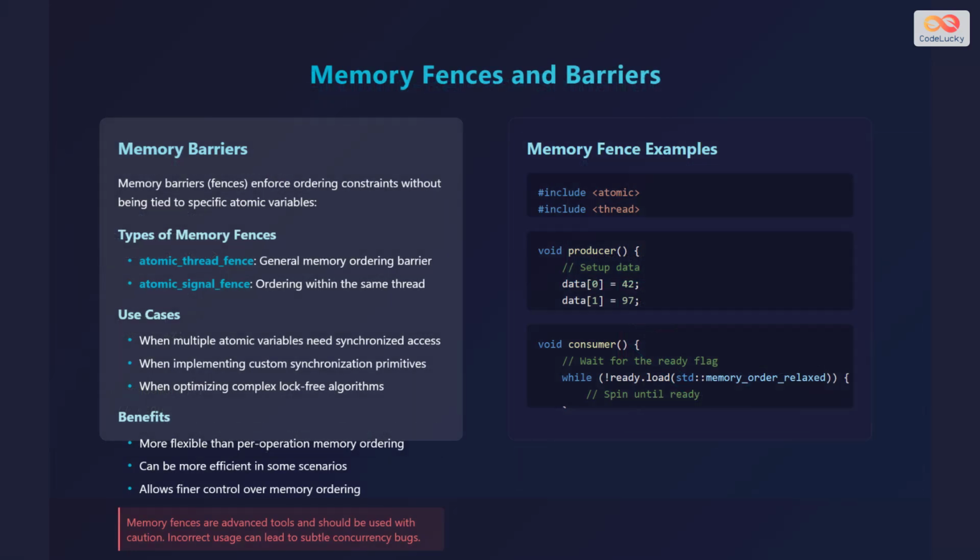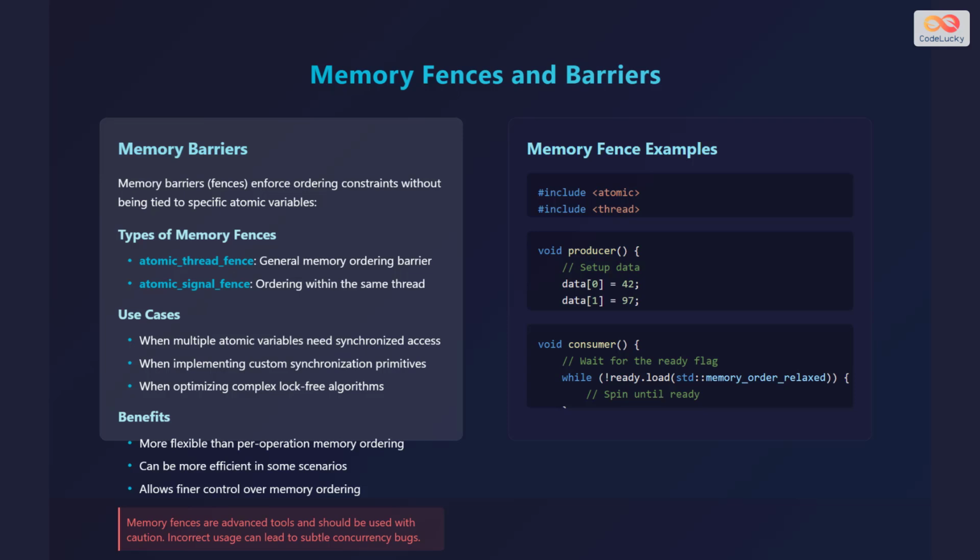Memory barriers, also known as fences, enforce ordering constraints without being tied to specific atomic variables. There are two types of memory fences: atomic thread fence and atomic signal fence. Memory fences are useful when multiple atomic variables need synchronized access, when implementing custom synchronization primitives, and when optimizing complex lock-free algorithms. Benefits of using memory fences include being more flexible than per-operation memory ordering. It can be more efficient in some scenarios and allows finer control over memory ordering. Here's an example of how to use them.